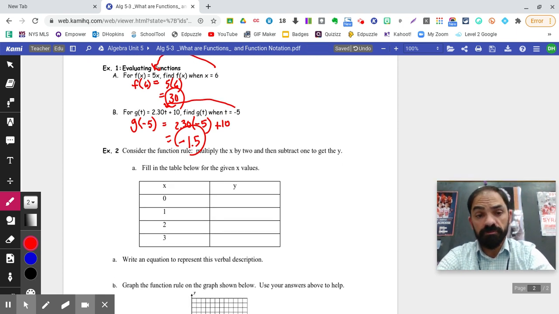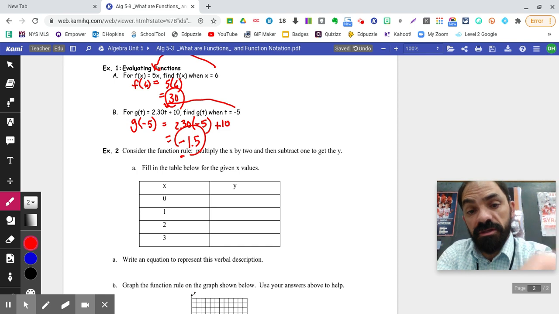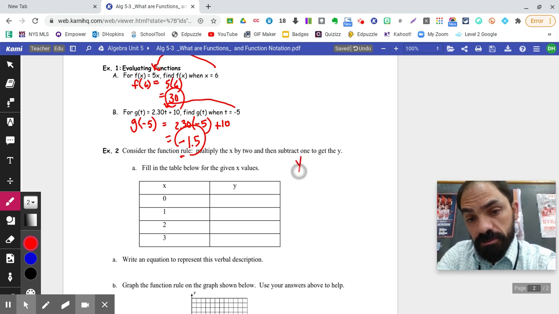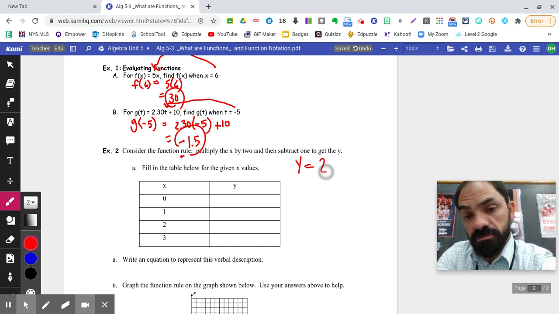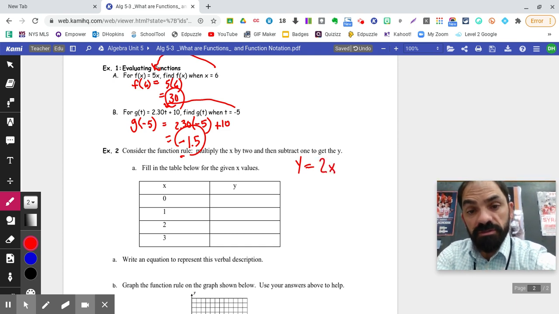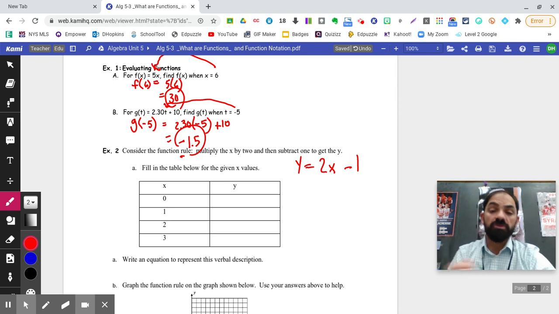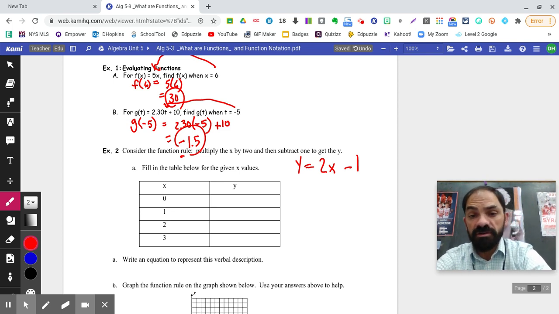Okay, consider the rule. Remember, we've discussed this before, that a rule is an equation, right? Multiply the x by 2 and then subtract 1 to get the y. So y equals, to get the y, we multiply x by 2, and then we subtract 1. So 2x minus 1. It says fill in the table below. So now we have an equation of a line, y equals 2x minus 1.